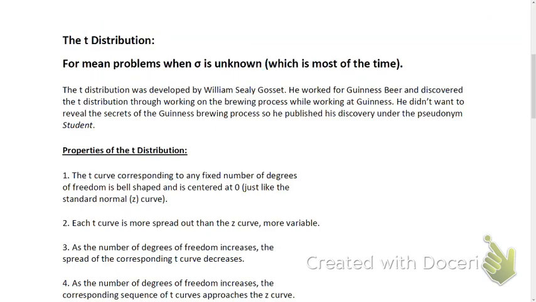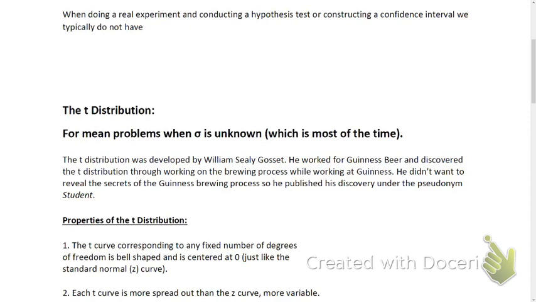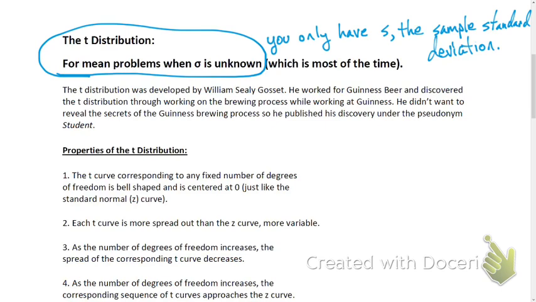So that's what I typed right above this. When you're doing a real experiment, you typically don't know what sigma is. And all you have to work with is S, which just simply isn't as accurate as sigma. So this guy Gossett, he had to derive a new way of doing math, of approximating things. It's still based on a bell curve, it's just not the bell curve.